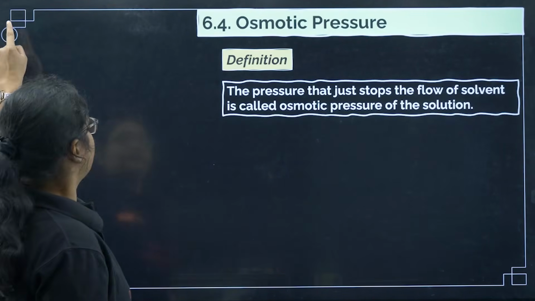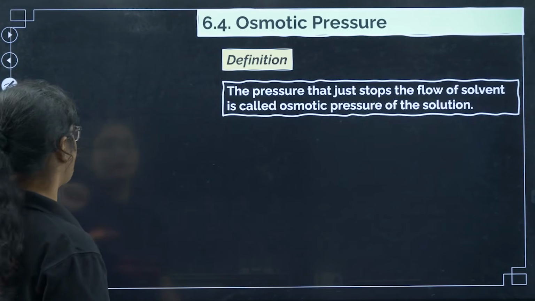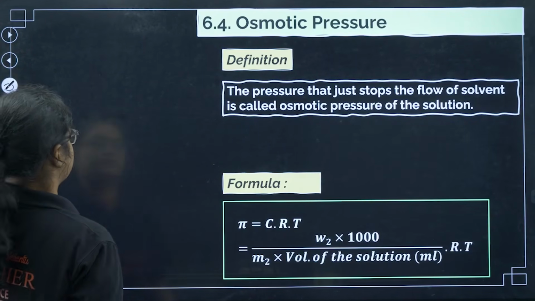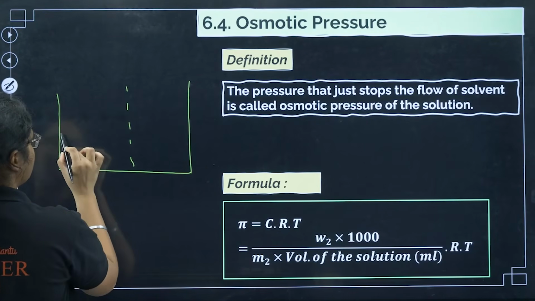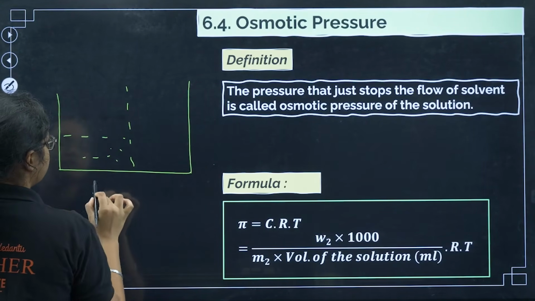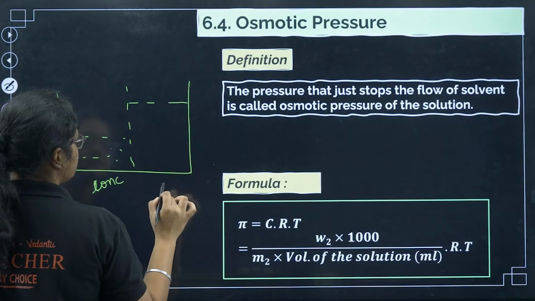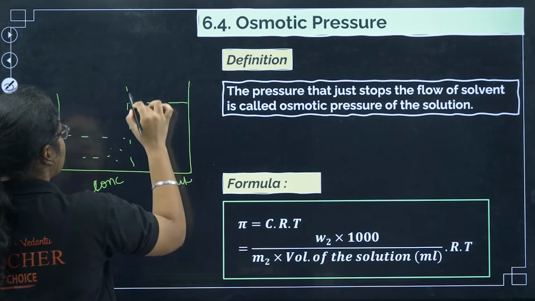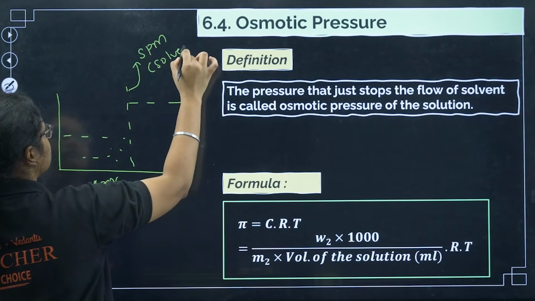Next we have osmotic pressure. Osmotic pressure is an important concept here. So now let us first understand what is osmosis. If you have a container and you have a semi-permeable membrane, this side you have a solution which is a concentrated one, and this side you have a solution which is a diluted one. Semi-permeable membrane means what? It will allow only the solvent particles to pass through it.